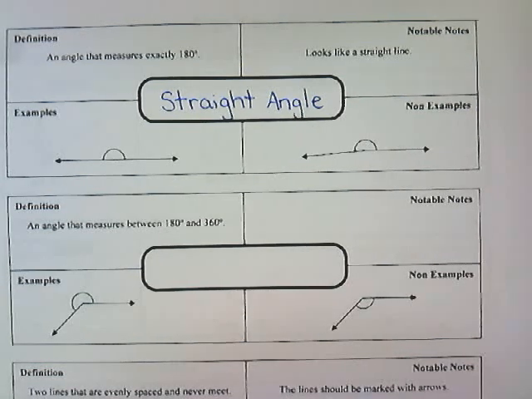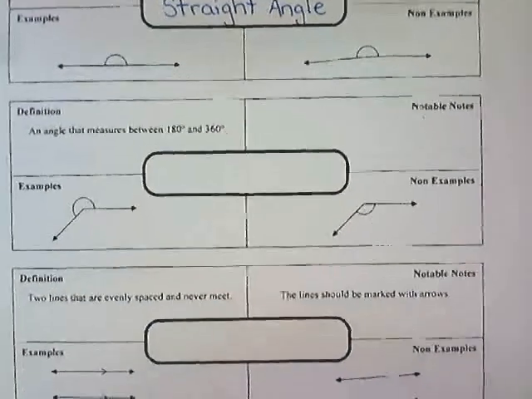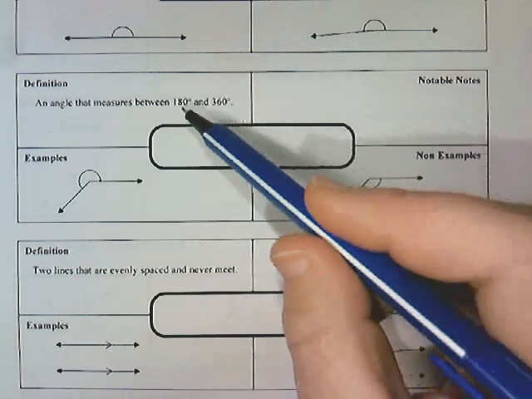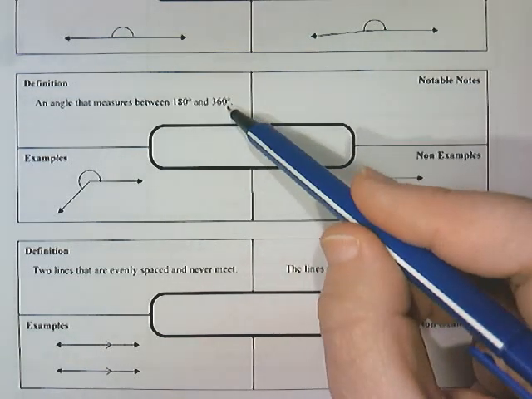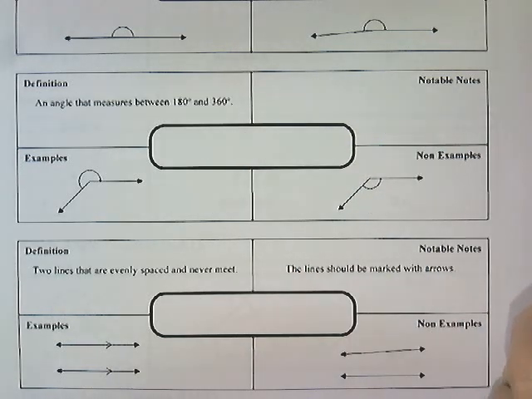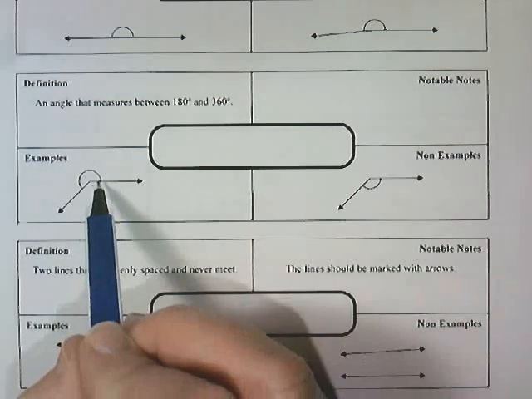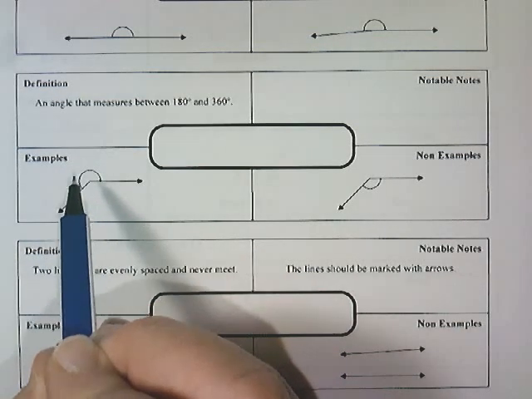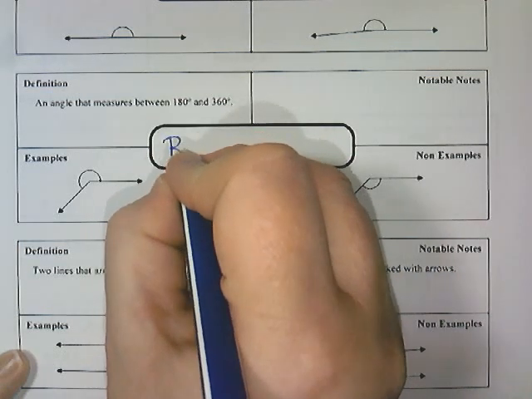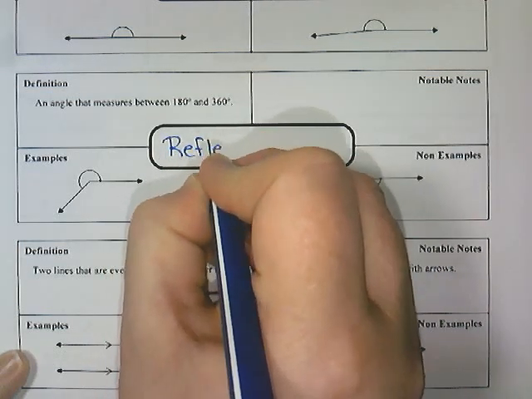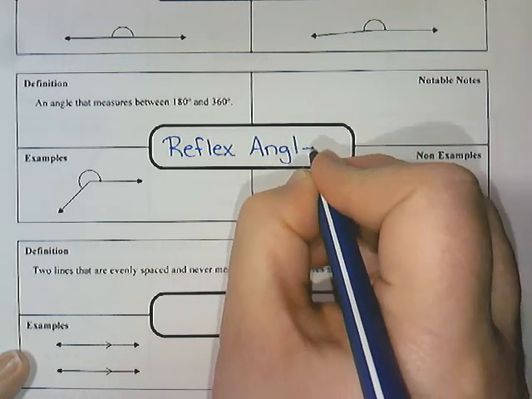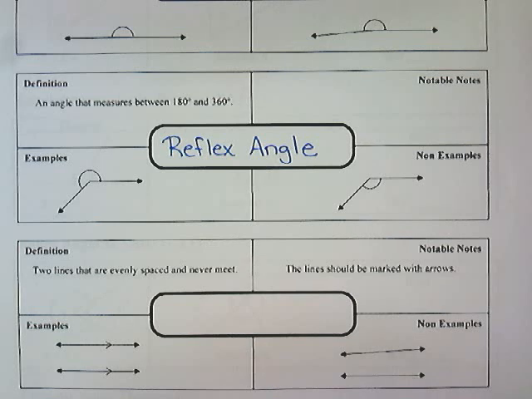All right, next one says an angle that measures between 180 and 360 degrees. So these are angles that are bigger than a straight line. So they usually have a much larger arc around the outside. These ones are reflex angles. So that's a reflex angle.